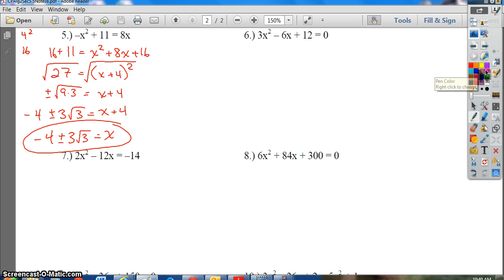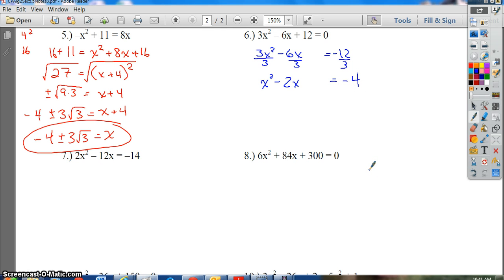Number 6. Ooh, very nice. Okay, so I'm going to get 3x squared minus 6x by itself. That's equal to negative 12. I am now going to divide everything by 3. Finally, a problem where a was not 1. So I need to make it 1. Right, so that's going to give me x squared minus 2x equals negative 4.